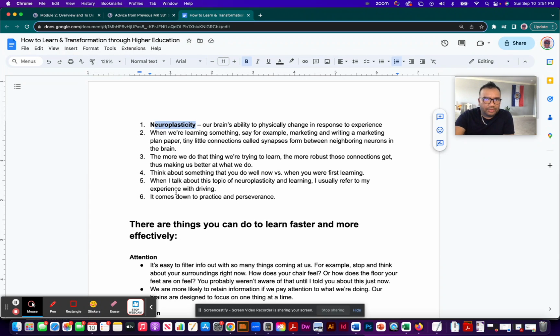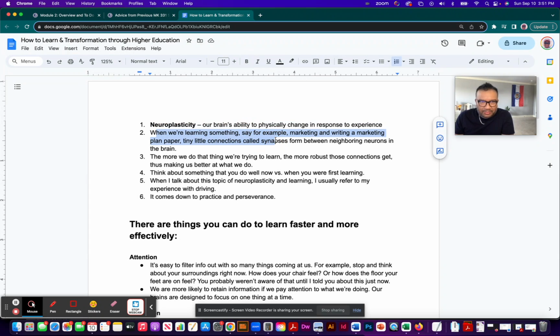And then number two, when we're learning something, say for example, the concept of marketing and writing a marketing plan paper, as I have instructed you on how to go about doing that, tiny little connections in our brain called synapses form between neighboring neurons in the brain. So we're just making those little connections.